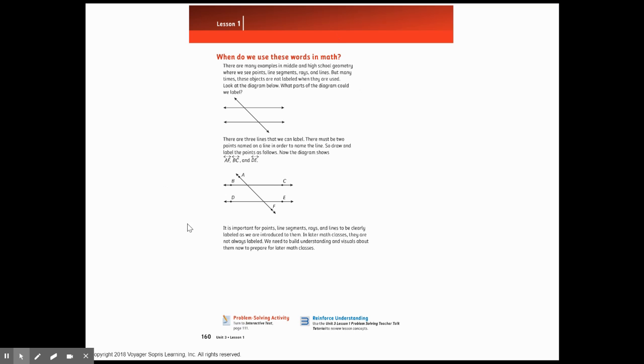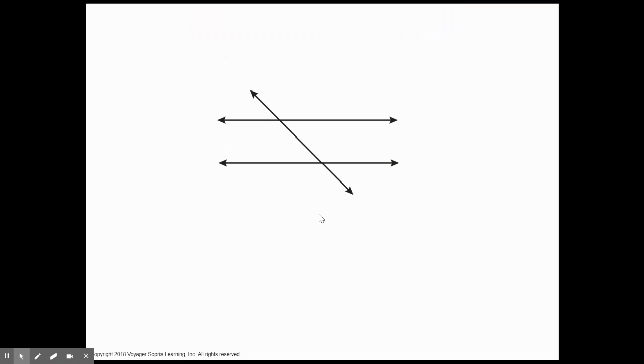When do we use these words in math? It seems like we haven't used any of these symbols at all yet, but we will be using them more and more now that we go on to different units. There are situations in geometry where we use diagrams like this one to solve problems. In these situations, it's helpful if we can name the points, lines, line segments, and rays to clearly show our work. There are 3 lines that we can label.